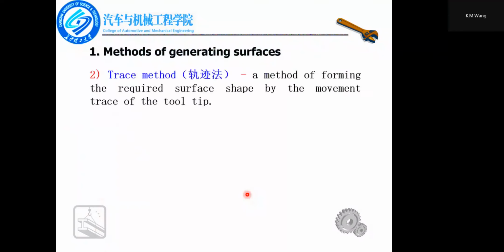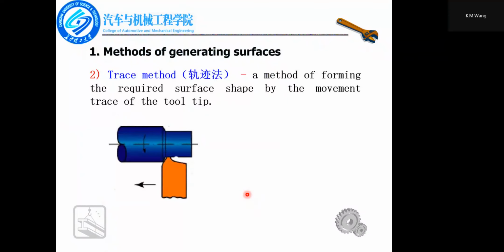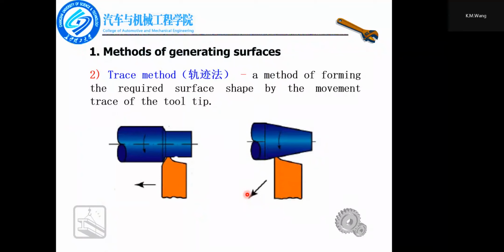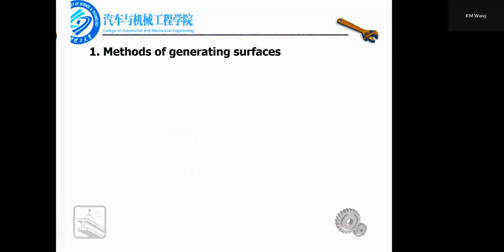And the second is the trace method. The trace method is a method of forming the required surface shape by the movement trace of the tool tip. This picture shows the trace method.